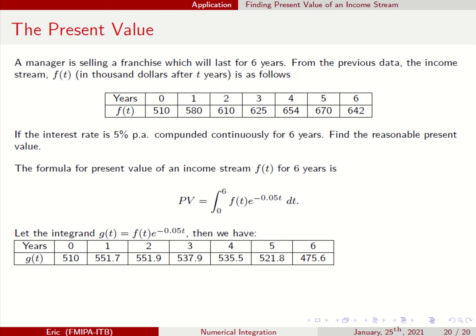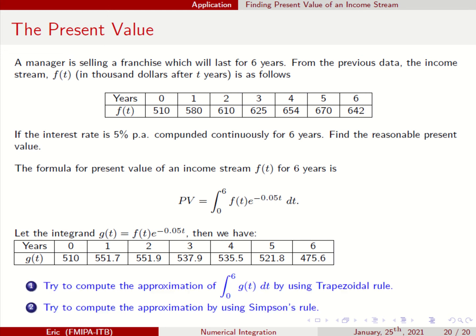So t in years is 0, 1, 2, 3, 4, 5, 6. And what is the height? The height is G0. G0 is F0 times e to the power of this. F0 is 510 times e to the power of minus 0.05 times 0. So you have this one. What about G1? F1 is 580 times e to the power of minus 0.05 times 1. So I have 551.7. And you can get this and so on.